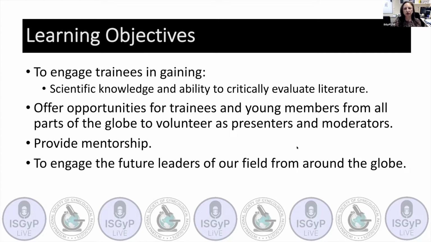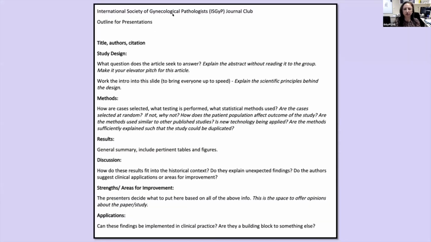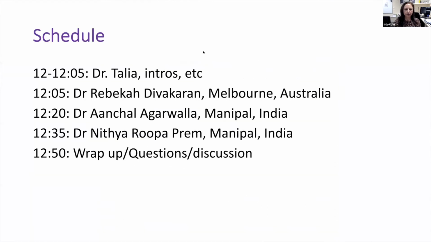So the learning objectives for Journal Club are listed here, and as you can see, the main aim, as I've mentioned, is to engage junior and trainee pathologists and to provide mentorship. And on the following slide, here is the template that we provide for you for presenting papers. And I think this is also a really good way to critically evaluate the literature and approach writing up papers yourself. So next slide is our schedule for today.